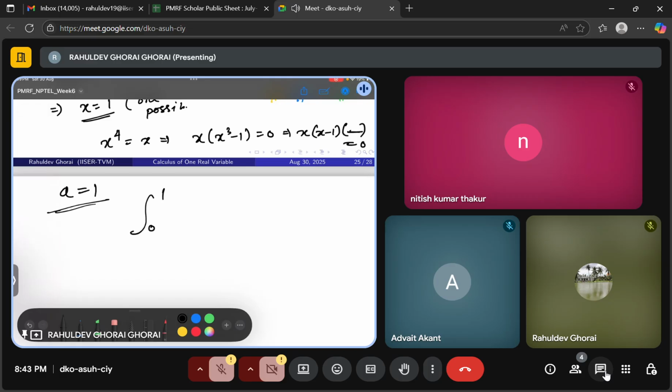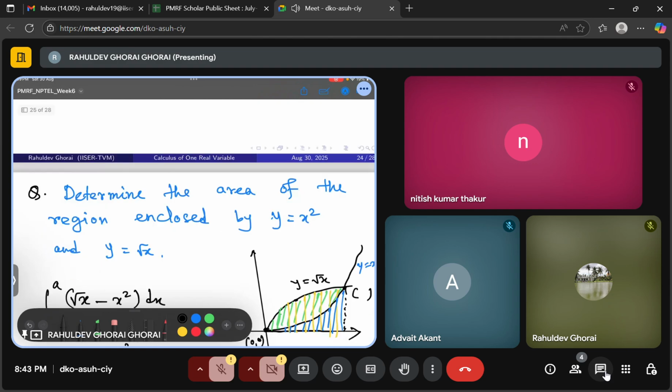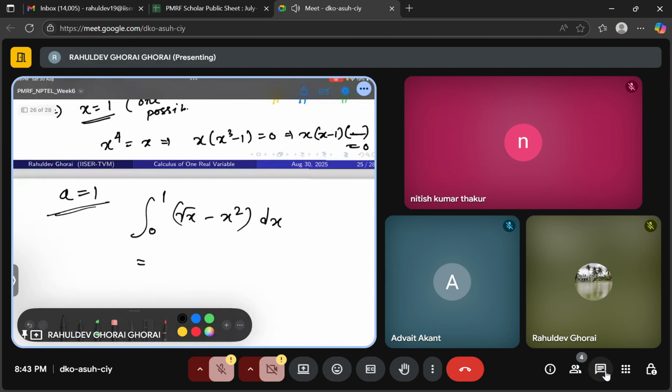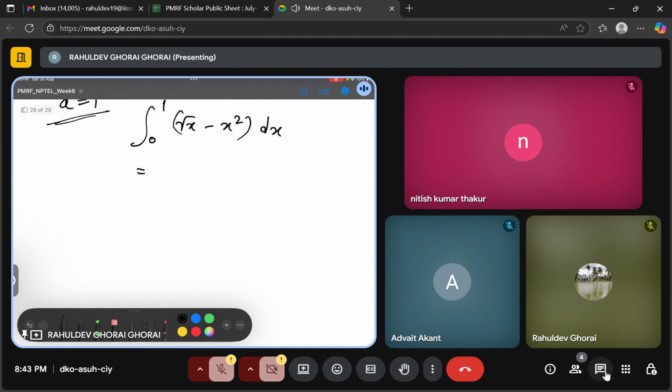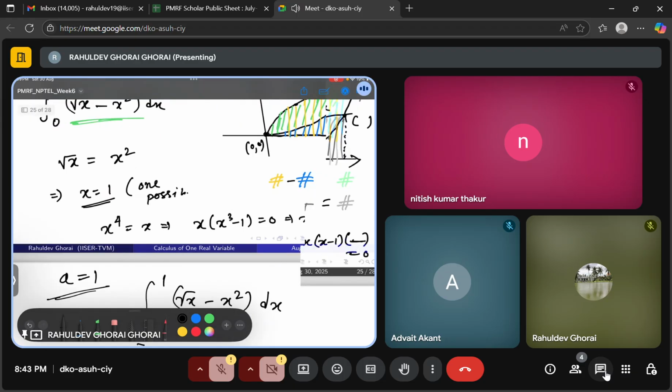So from 0 to 1, if we know the integral of square root x minus x squared dx, then we will know the answer for the area they are asking, enclosed by y equal to x squared and y equal to square root x. So don't forget to write square root x first, then subtract x squared from square root of x. First square root of x, then x squared, right? That is because of the green line and yellow line, by that I wrote.